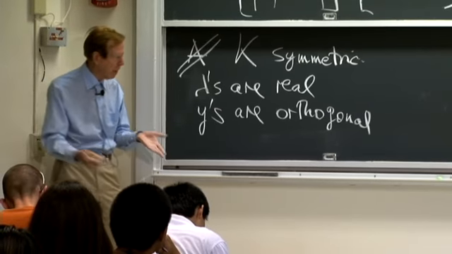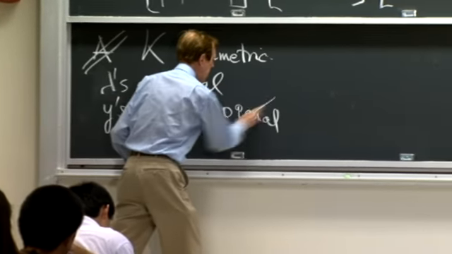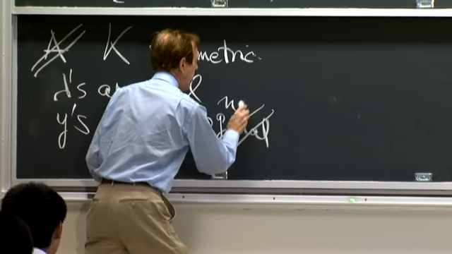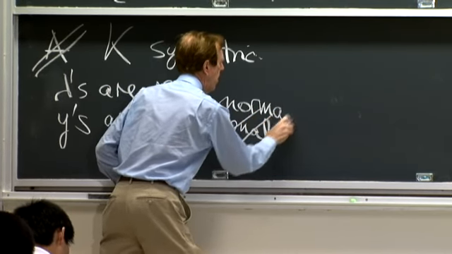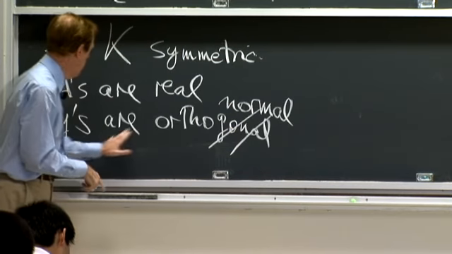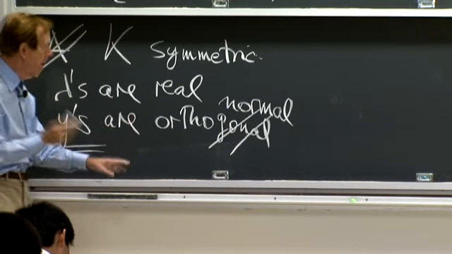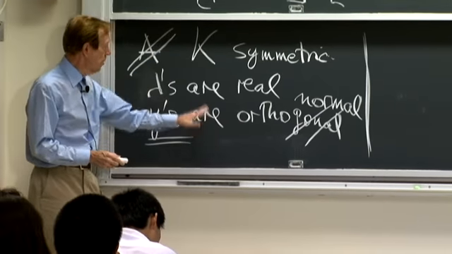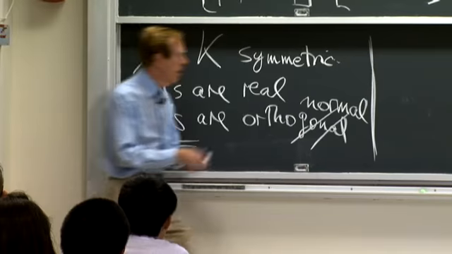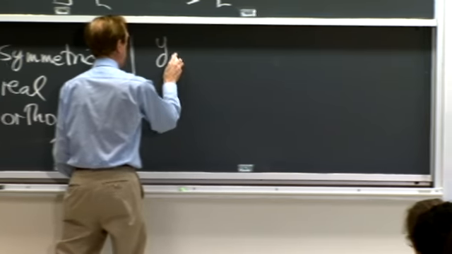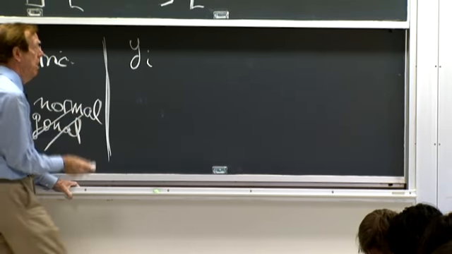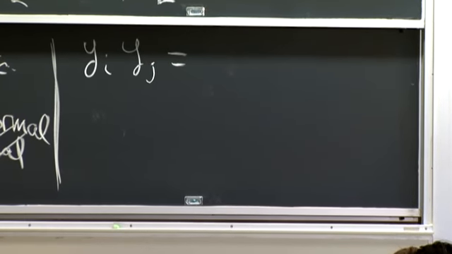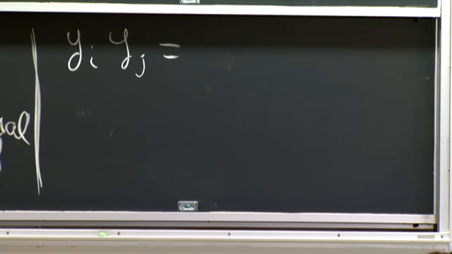MATLAB's eig will automatically give you vectors that have been normalized to unity. In other words, what does that, let me put down, yeah, here's something good. So what does orthogonal mean? That means that the dot product of one of them with another one is, now, I didn't do the dot product yet.